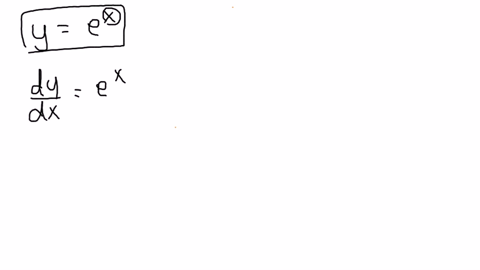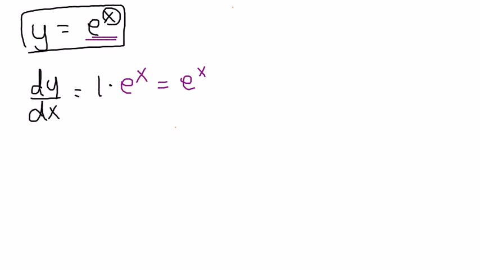Well, what's the derivative of just x? The derivative is 1. Okay, then what's my outside function? My outside function is e to the x. Well, what's the derivative of e to the x? It's just e to the x. And hey, that gives me exactly what we wanted from before.